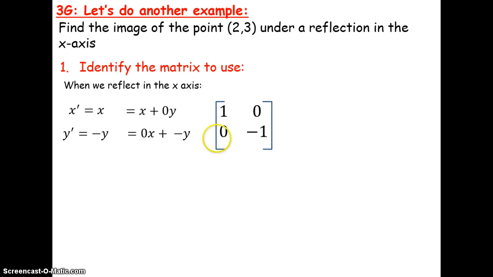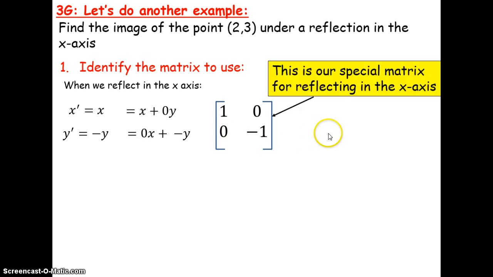Notice how when I do this, I actually write the 0 in front of the y, and I actually write the 0 in front of the x here. By doing that, it means that I will not forget that they are zeros within the matrix. It just helps a little bit there. This, as we know, is a special matrix for reflecting in the x-axis.